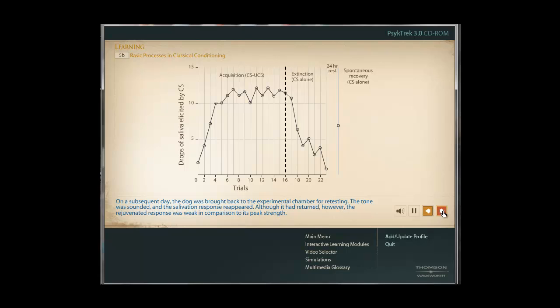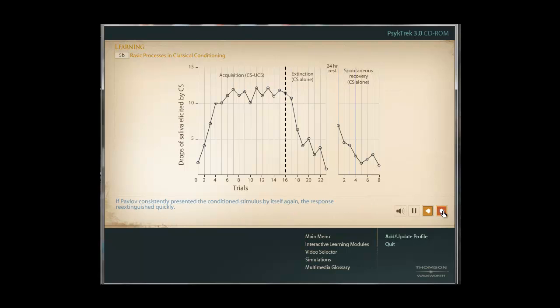On a subsequent day, the dog was brought back to the experimental chamber for retesting. The tone was sounded, and the salivation response reappeared. Although it had returned, however, the rejuvenated response was weak in comparison to its peak strength. If Pavlov consistently presented the conditioned stimulus by itself again, the response re-extinguished quickly.